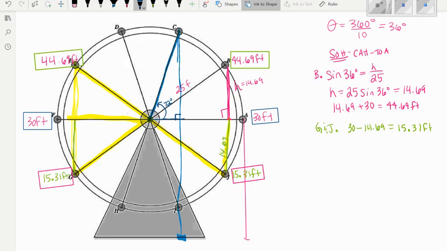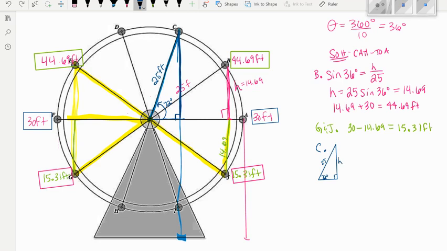And of course, from the center to point C, that's the radius, which is 25 feet. So if we figure out this distance from C to the center of the wheel, we can add 30 to that to figure out how high C is from the ground. So we're going to use our right triangle trig again. We have 72 degrees, and if you want to make your triangle over here so it's a little bit easier, 72 degrees, and this is 25, and we're trying to find H.